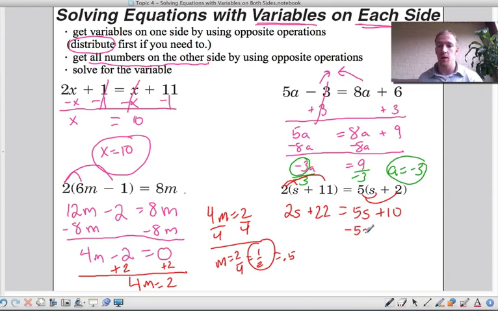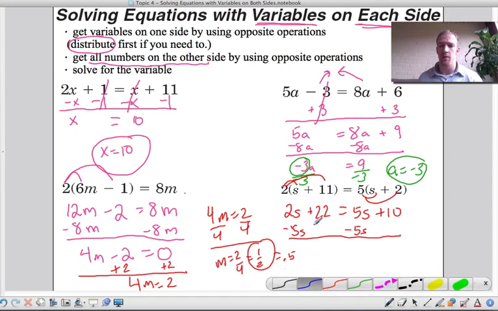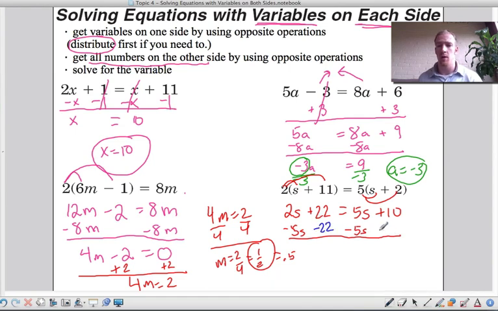Now, move all the variables to one side. And watch, I'm going to do two things in one step here. So I'm subtracting 22 from both sides. That eliminates this. I'm subtracting 5s from both sides, and that eliminates that. You don't have to do that, but it's just a little quicker. So 2s minus 5s is 3s equals 10 minus 22 is negative 12. Divide by 3, and that gives me s equals negative 4, because negative 12 divided by 3 is negative 4.